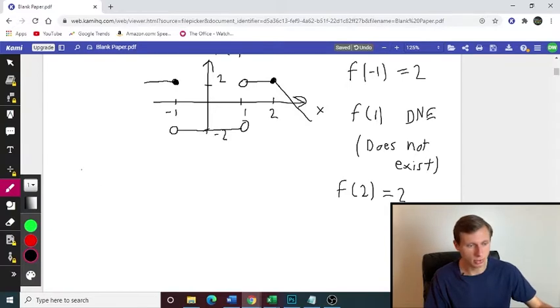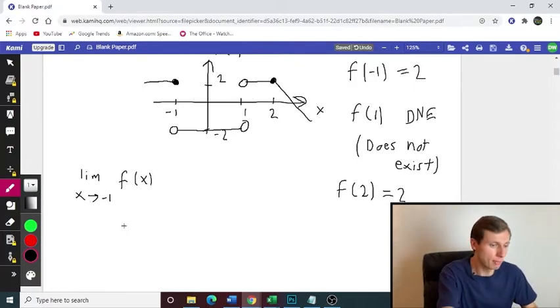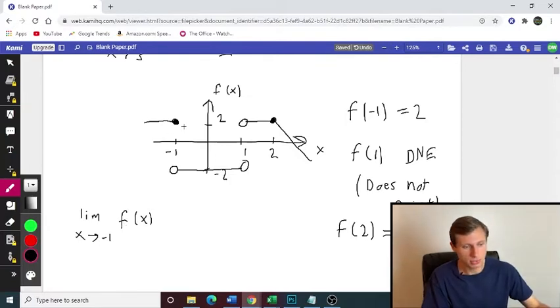So we can start with the limit as x approaches -1 of f of x. And remember, the limit says what value are we approaching from both sides. So my question for you is, what value are we approaching from the left? Well, I would say we are approaching 2 from the left, but we are approaching -2 from the right. Like we're approaching +2 from the left, -2 from the right.